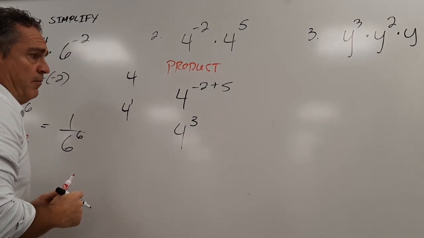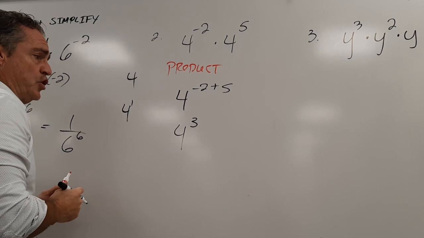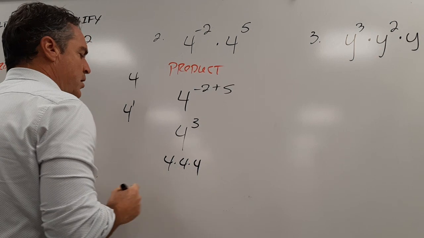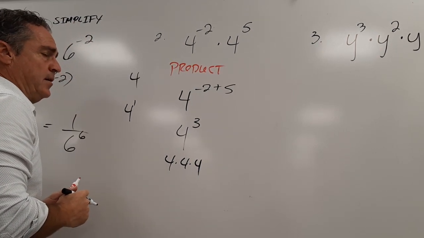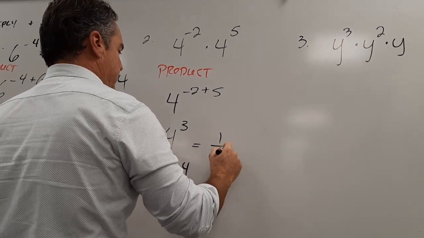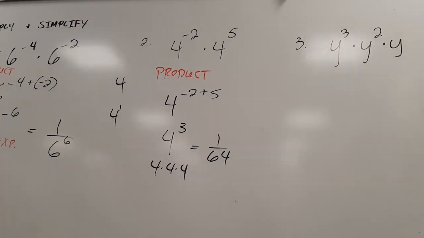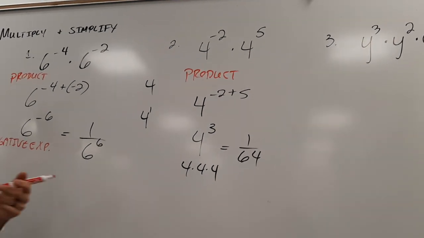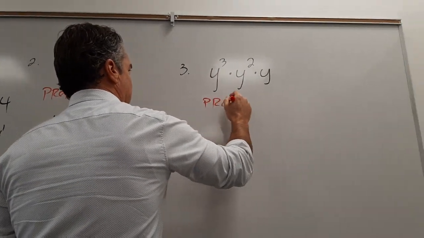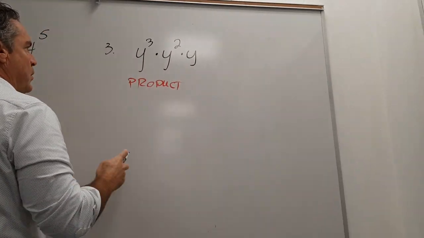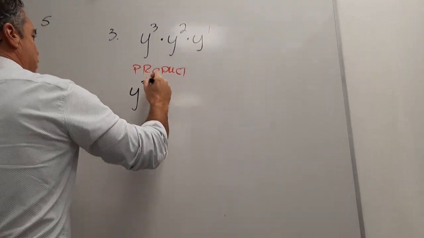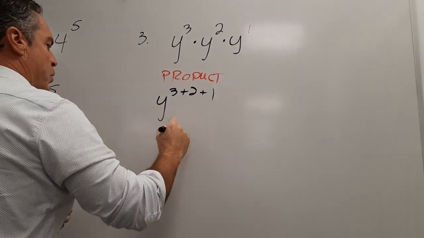Sometimes on the exam, when the powers are to the 2 or 3 power, they will multiply them out. And that is 4 times 4 times 4. 4 times 4 is 16. 16 times 4 is 64. And so we could call this 1/64th as well. They may do one or the other on the test. It just depends. This is also the product rule. Now the common base is y, and we have a silent 1 up here. So we can call this y to the 3 plus 2 plus 1, which is y to the 6th.